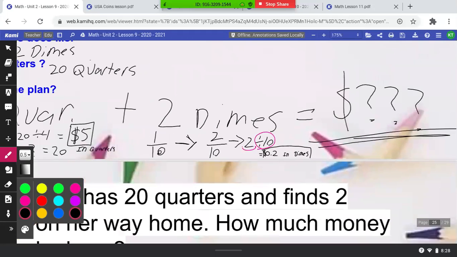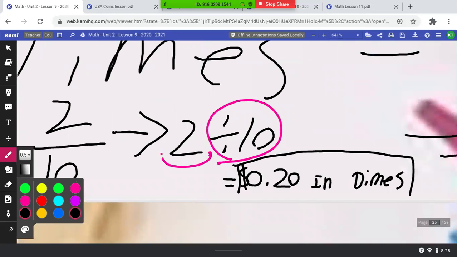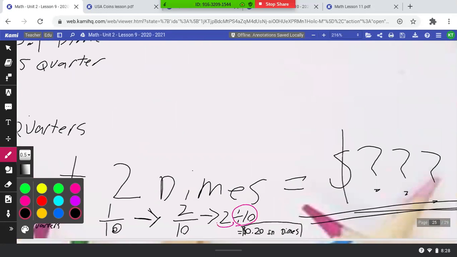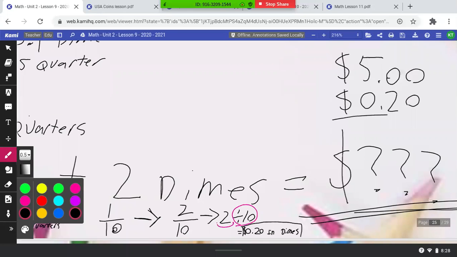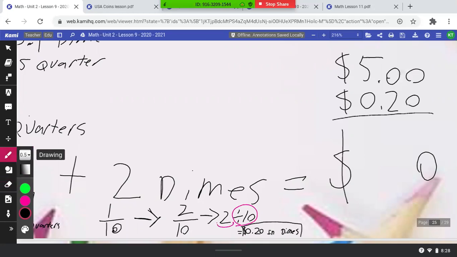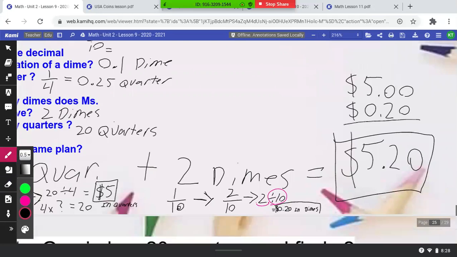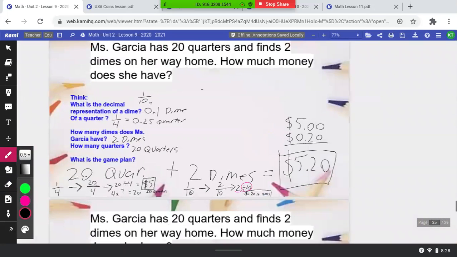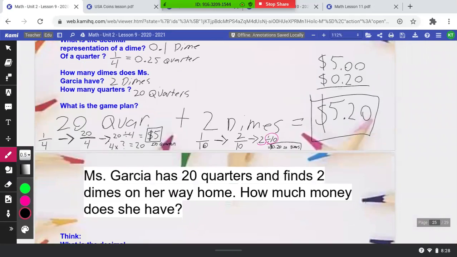Okay, so she has $5 in quarters and 20 cents in dimes. I need to add those together. So let's go over here. $5 plus 20 cents. And when we add those together, we are going to get $5.20. Not bad, Miss Garcia.